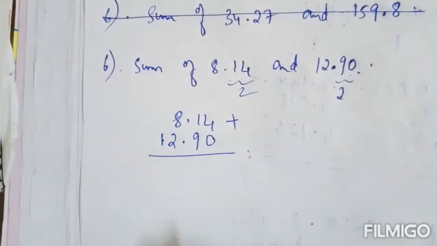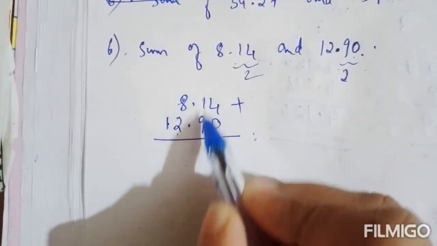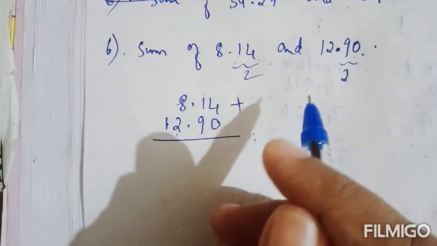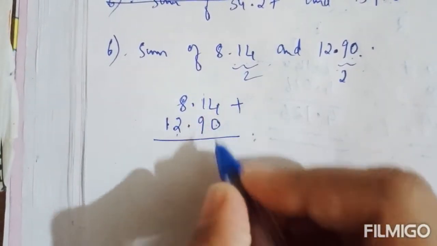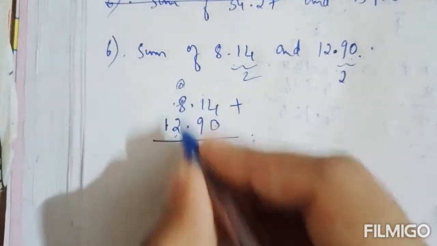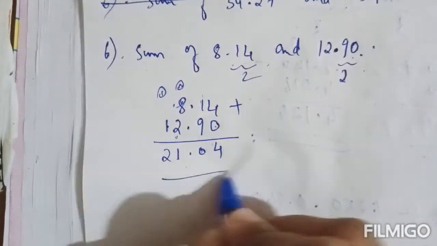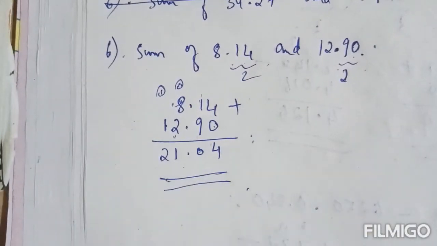Now on adding, what you will get: 8.14 plus 12.90. In this way you have to arrange the 1's place, 10's place, this is 10th, this is 100th. All should come in the same column. 4 plus 0, 4; 9 plus 1, 10; 8 plus 2, 10 plus 1, 11; 1 plus 1, 2. 21.04.